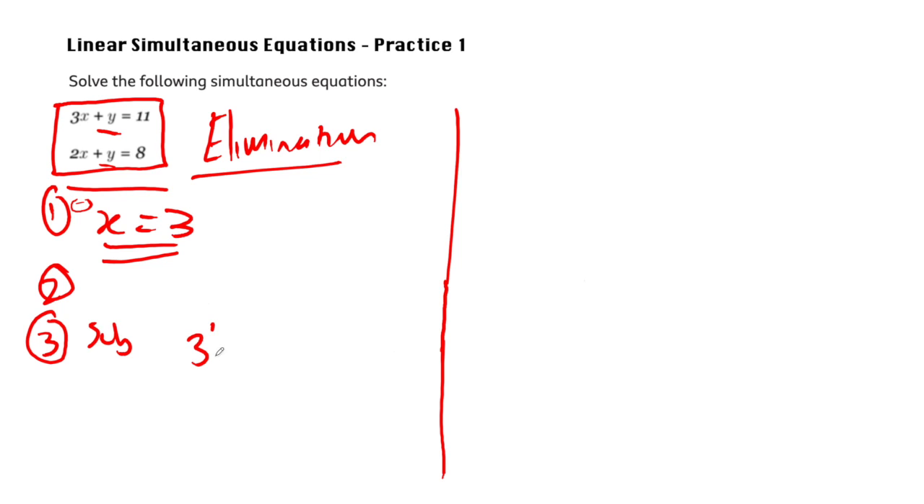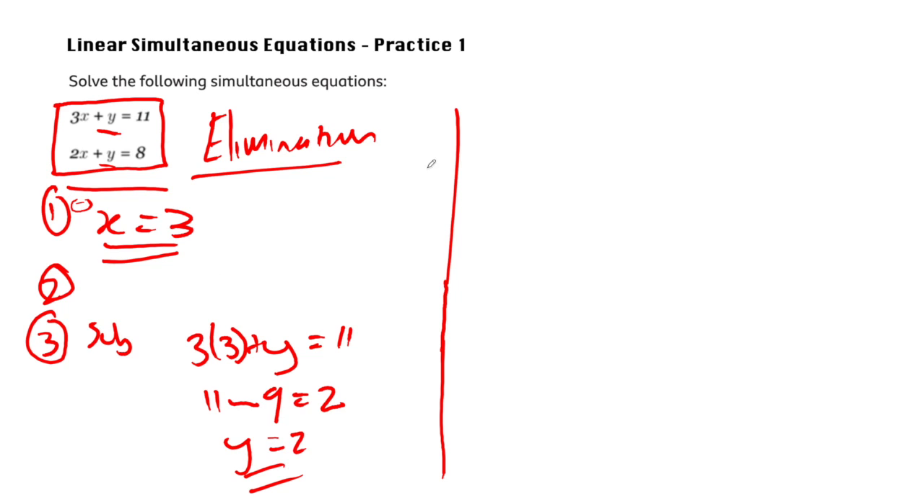So we're going to do 3 times 3 plus y equals 11. So 11 minus 9 equals 2. So y equals 2. So x equals 3, y equals 2. So now we're going to go to the substitution method.